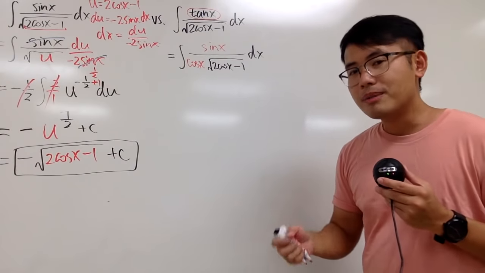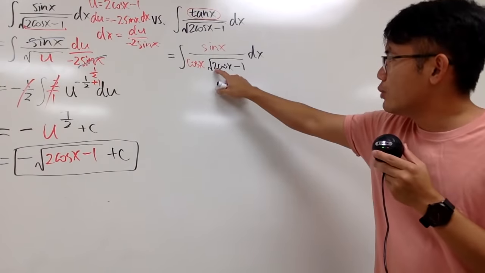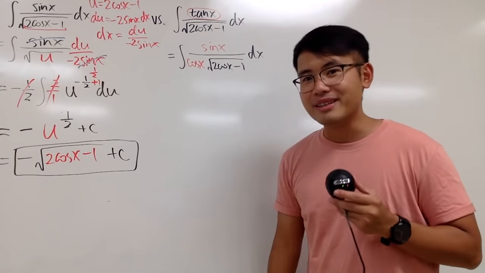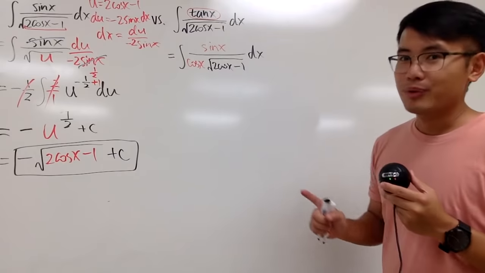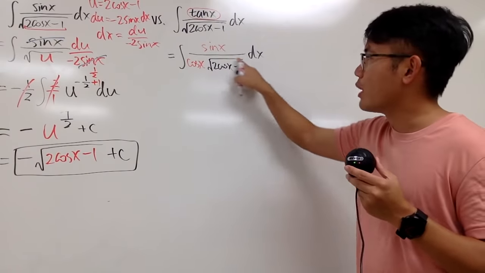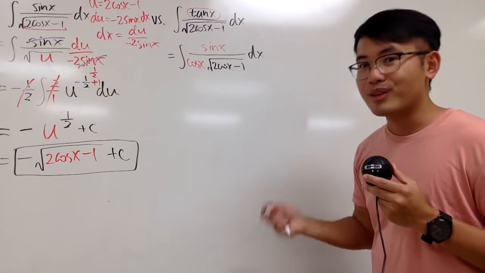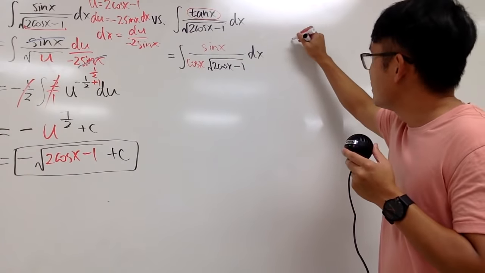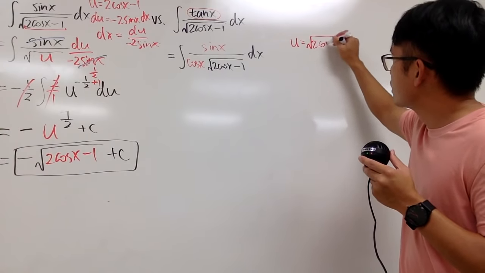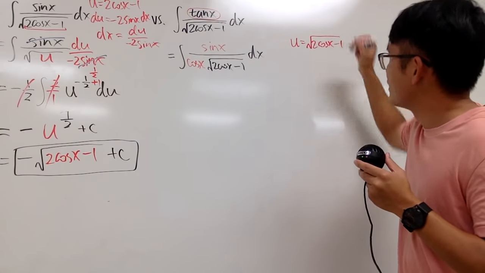Yes, it's going to work, but let me tell you that if you let u equal to just the inside, in fact, you will have to do another substitution. So let me show you. Here, I will actually use letting u equal to the whole square root, and it's still going to work out pretty nicely. So let me put this down, let u equal to the square root of 2 cosine x minus 1.